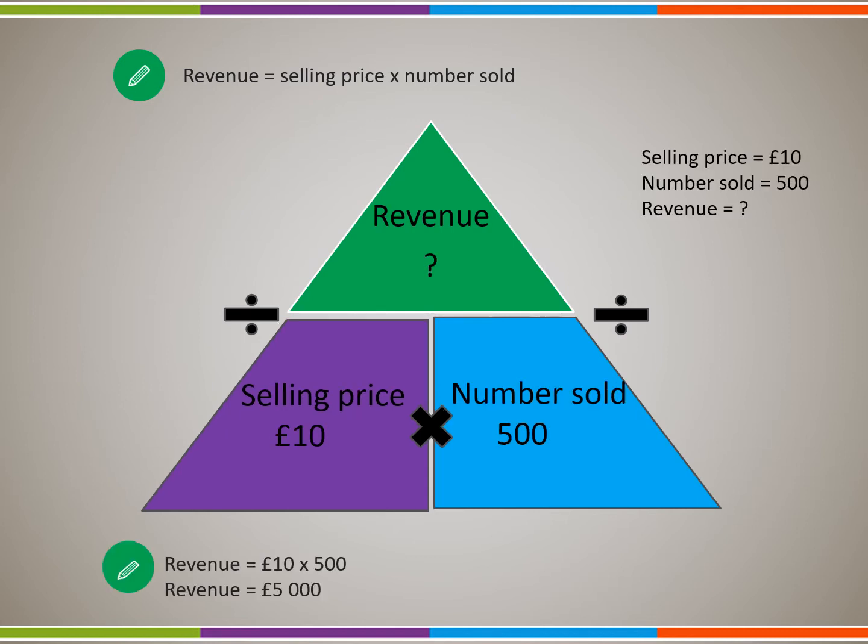In our example, we know our selling price and we know the number sold, but we want to calculate revenue. So if we put our information into our triangle, we can see that we have a selling price of 10 and the number sold of 500. The multiply sign is between these two numbers, therefore we multiply them to calculate the revenue. So revenue equals £10 times 500. This business has a revenue of £5,000.